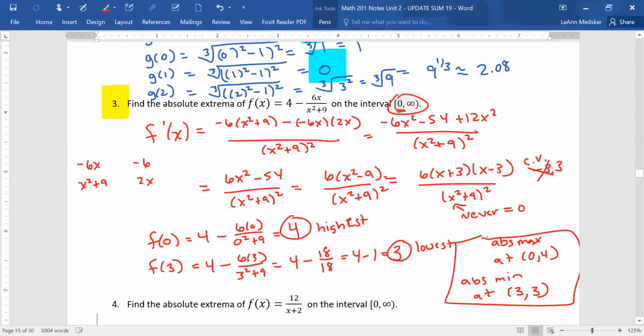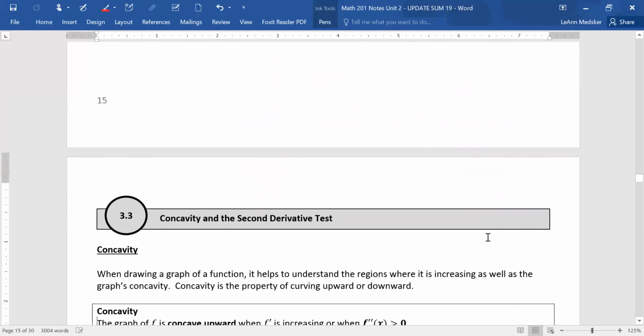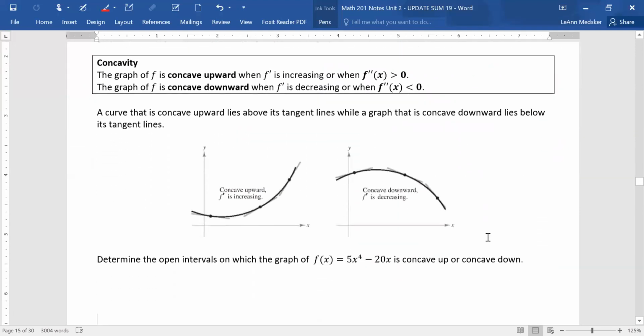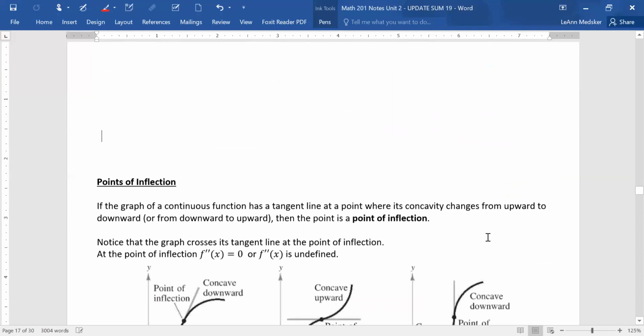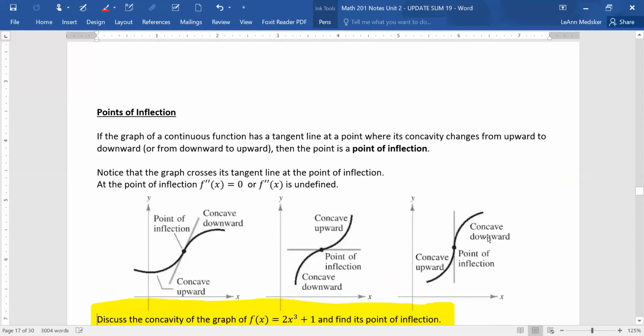Okay, so that finishes up section 3.2. I did want to do one more together on 3.3 to prep us for our next class session. We did this concavity test where we just looked at whether a function was concave up or concave down, and then we defined a point of inflection right before we left class. Remember, a point of inflection is a place on the graph where your concavity changes from positive to negative, and that will happen either when f double prime is equal to 0 or f double prime is undefined.